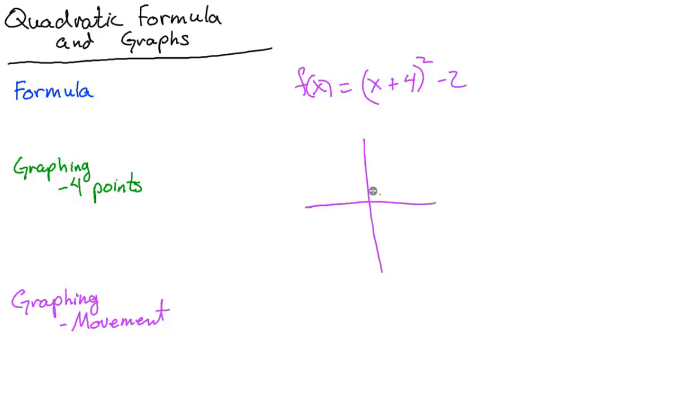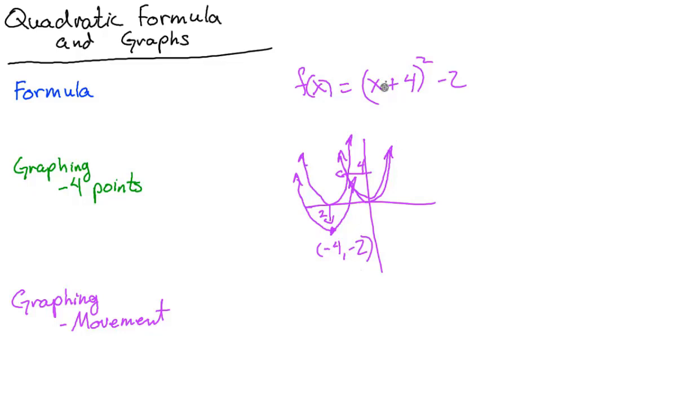So here's the original x squared, this normal just U shape, going through 0, 0. This guy says we move 4, but when it's next to the x, it's in the opposite direction. So down here at negative 4 is where it would be. So that moved it that way, 4. And then this guy moves it down 2. So it's right here and heading up. Isn't that pretty cool? So to find the vertex, we know that it's negative 4, negative 2.